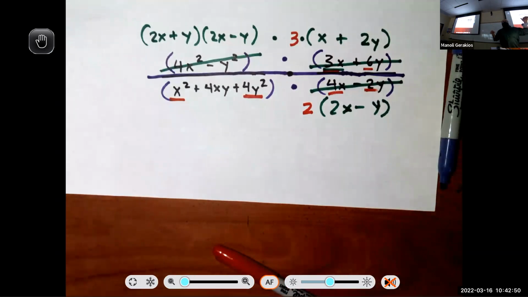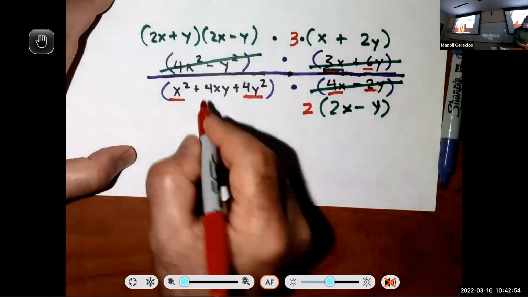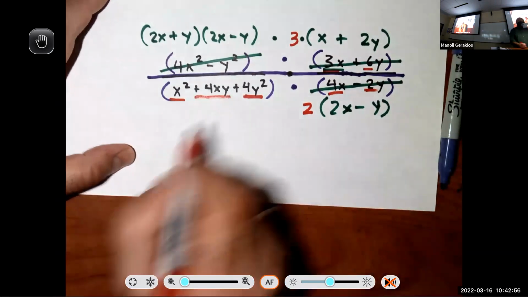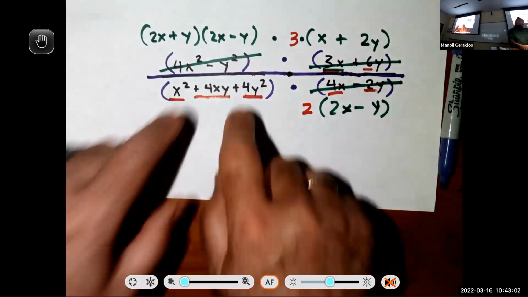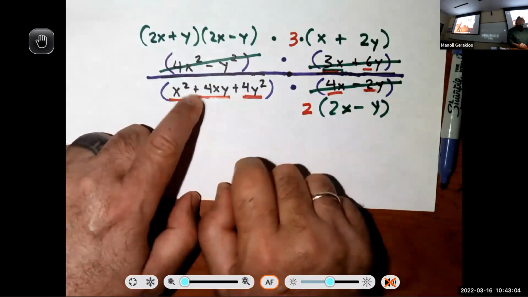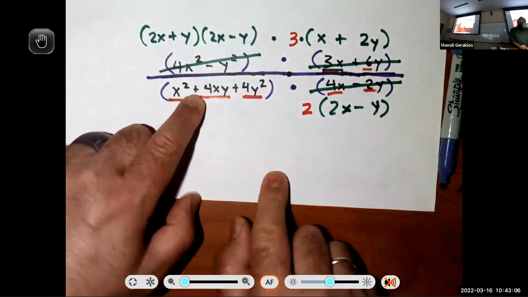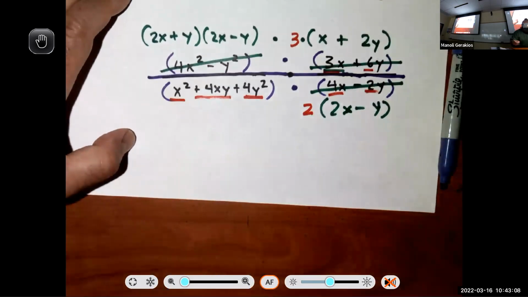2xy times 2, 4xy. Is that our middle term? Yes, this is a perfect square trinomial. So it factors as A plus B, because I got pluses everywhere. That's the main plus to look at. It's going to factor as A plus B.